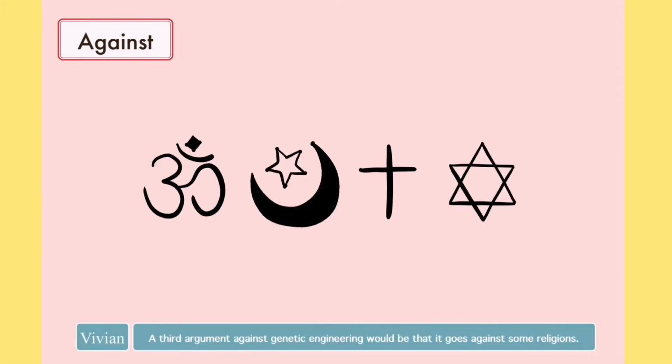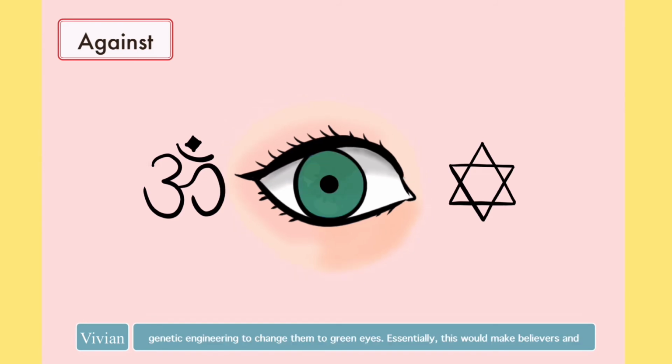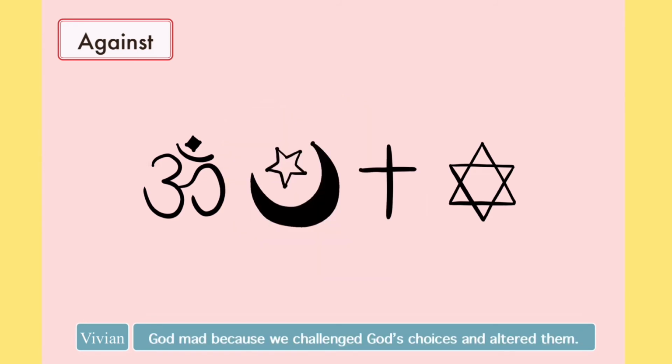A third argument against genetic engineering would be that it goes against some religions. Some religions believe that their God is the one determining certain traits, that all things happen for a reason. Modifying or editing genes would be interfering with this natural system and would be violating their worships. For example, someone could have blue eyes, but we use genetic engineering to change them to green eyes. Essentially, this makes believers in God mad because we challenge God's choices and alter them.